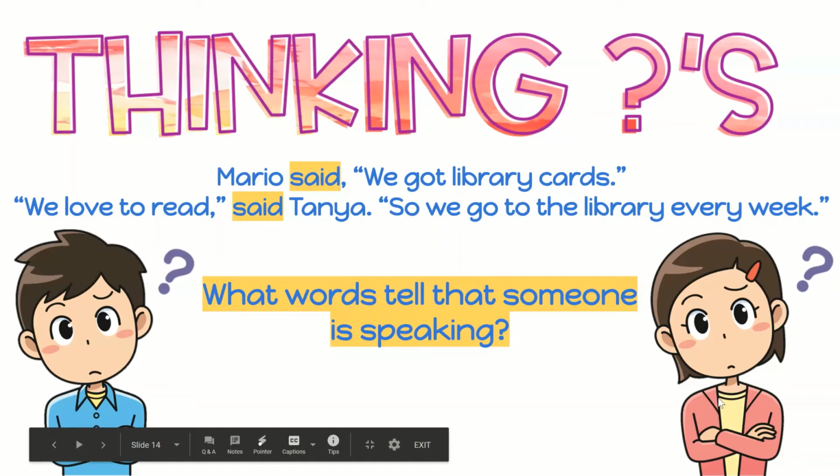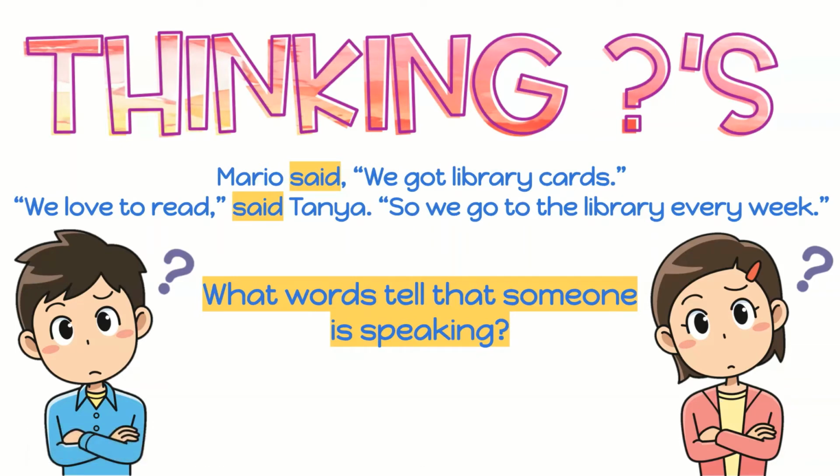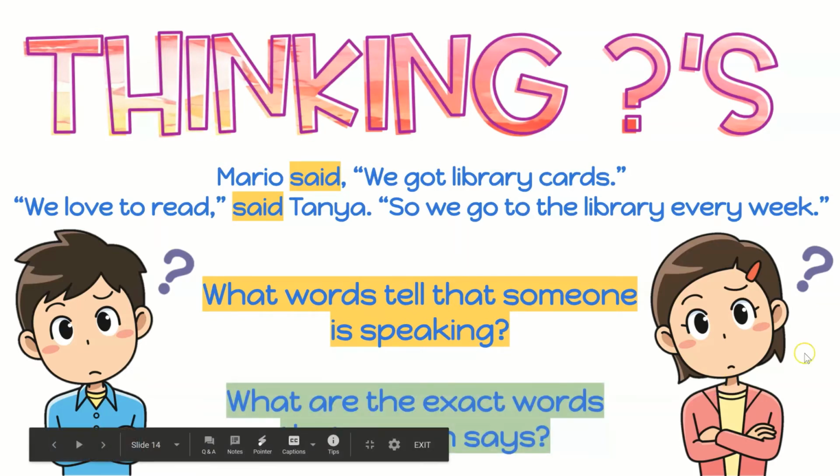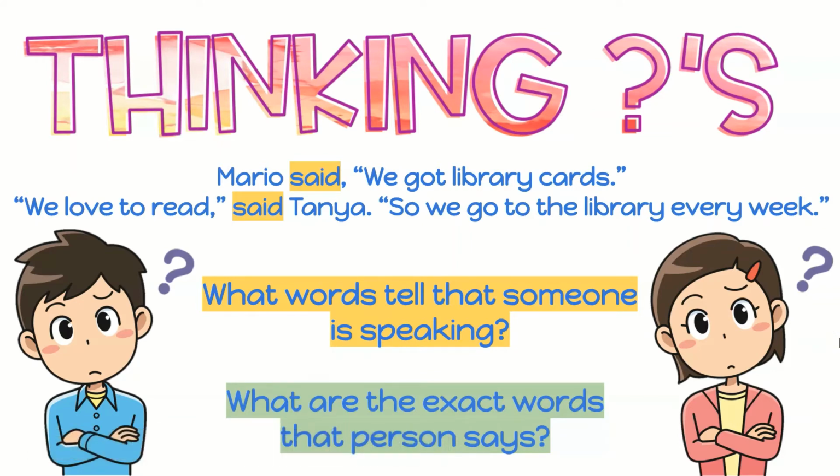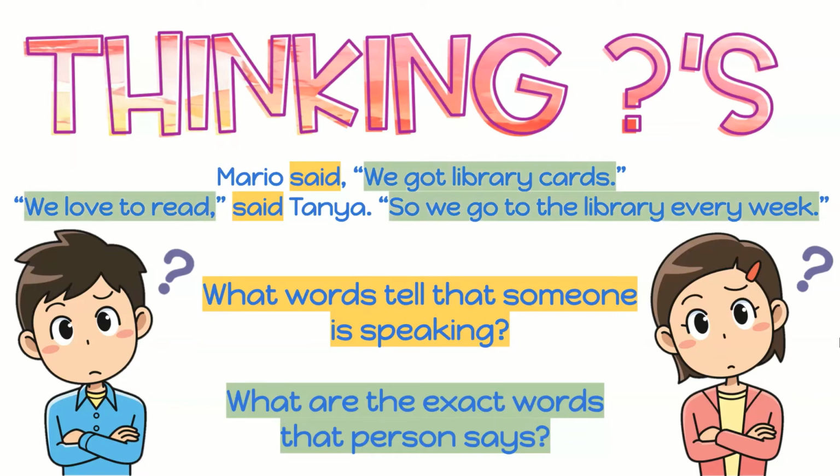That's right. Those words are the said words. "Mario said" and "said Tanya" describe to you who is doing the talking. Your next thinking question is, what are the exact words that each person or each character is saying? Can you spot that? Great job. It's the words inside of the quotation marks. We got library cards, we love to read, so we go to the library every week.